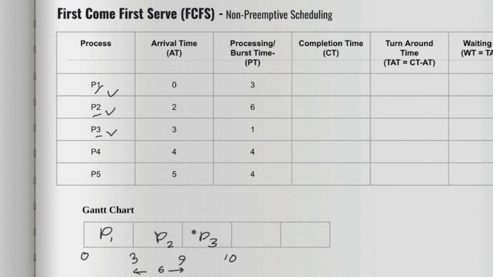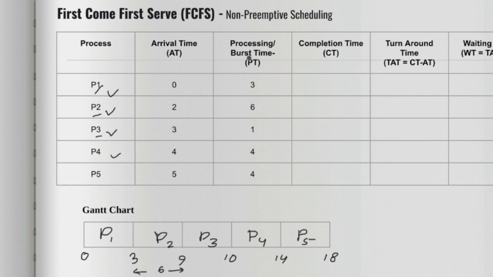Next, again at 10, we have 2 processes, P4 and P5, and you guessed it right, P4 will be executed because its arrival time is earlier, so it came first. So let's put P4 over here, and it's going to be executed for 4 units of time. So 10 plus 4 is 14. P4 is also done. The last but not the least is P5. We'll put P5 over here, and 14 plus 4 is 18, so it will be executed for 4 units of time. So that's how the Gantt chart is prepared.